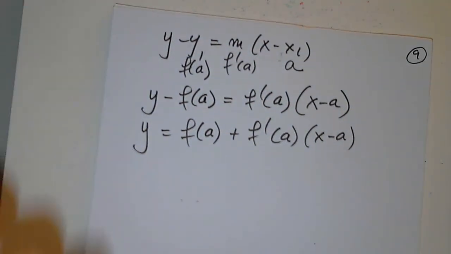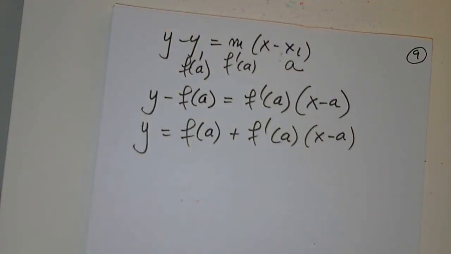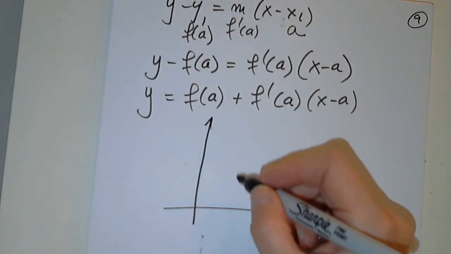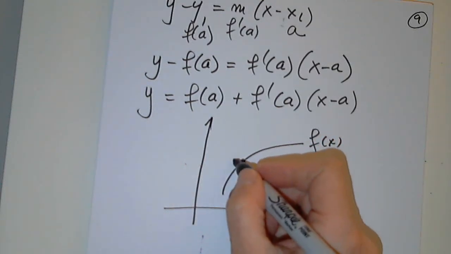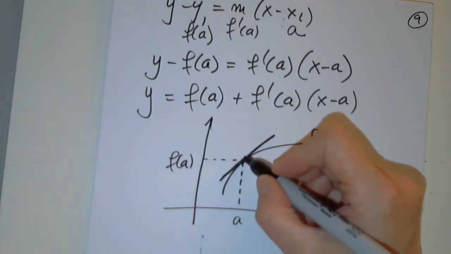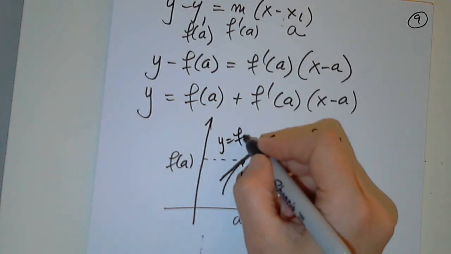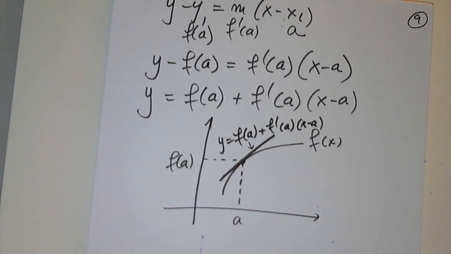Okay, what does this represent though? And what does this mean? Okay, I'm going to graph it again. I don't want to go back. Okay, so here is our graph. Here's our function. It was P. This line has the equation y equals f of a plus f prime of a times x minus a. You're going to see this again in Taylor series in Calc 2.